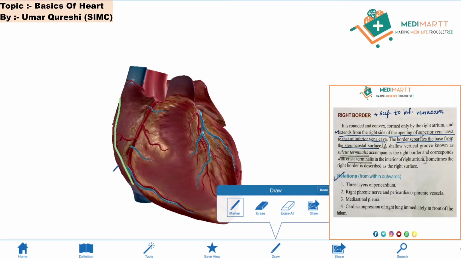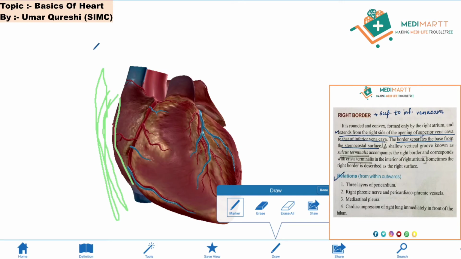So the relations are 3 layers of pericardium. There are 2 main layers of pericardium, and one has 2 more subdivisions, so that's why it says 3 layers of pericardium will be present. Then the right phrenic nerve and pericardiophrenic vessels.